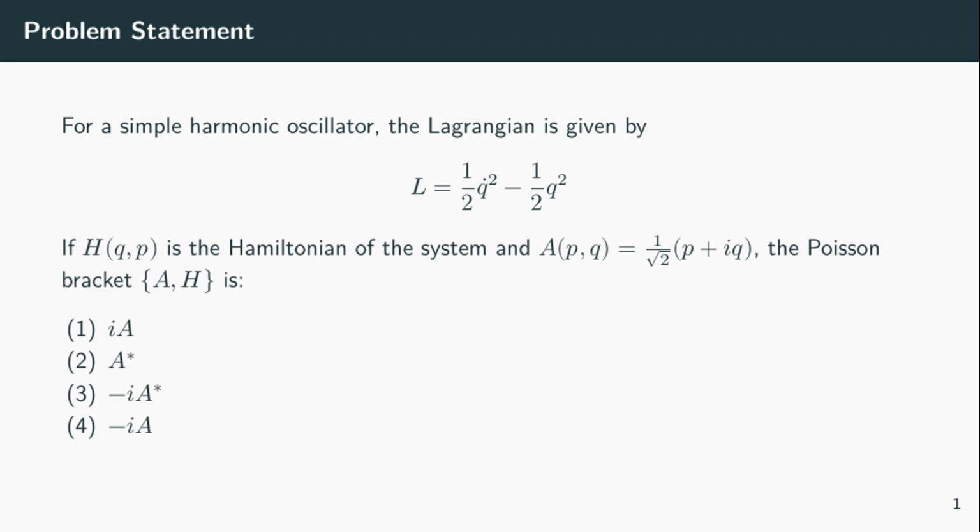Now if H represents the Hamiltonian of this system and we have a function A defined as 1 over the square root of 2 times the quantity P plus iota q, the question is what is the Poisson bracket between A and H? We write that as curly braces A comma H. The answers are: 1, iota A; 2, A star, which is the complex conjugate of A; 3, minus iota A star; and 4, minus iota A. Let's work through this to find the correct answer.